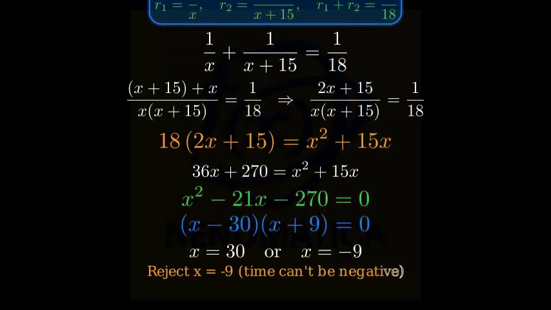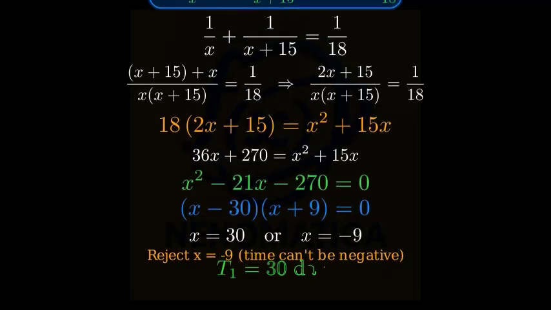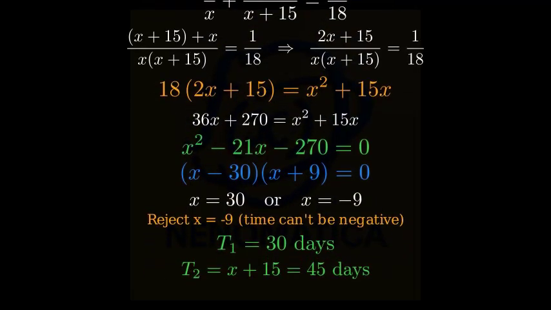The factors are (x - 30) and (x + 9). So x = 30 or x = -9. We reject the negative time. Therefore, the first worker alone takes 30 days. Finally, compute the second worker's time. It is x + 15, which is 45 days.